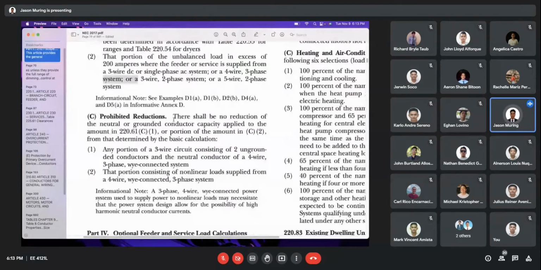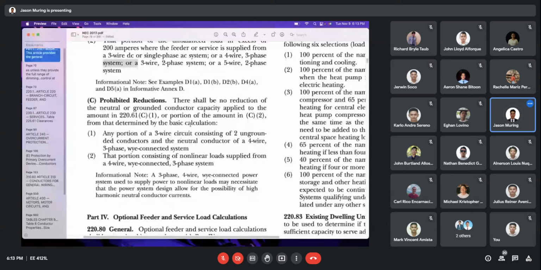Okay, then there are also some with prohibited reductions, where the reduction cannot be applied. Especially nonlinear loads and this kind of connections. So why is it that it is not allowed to have a reduction in load for nonlinear loads?